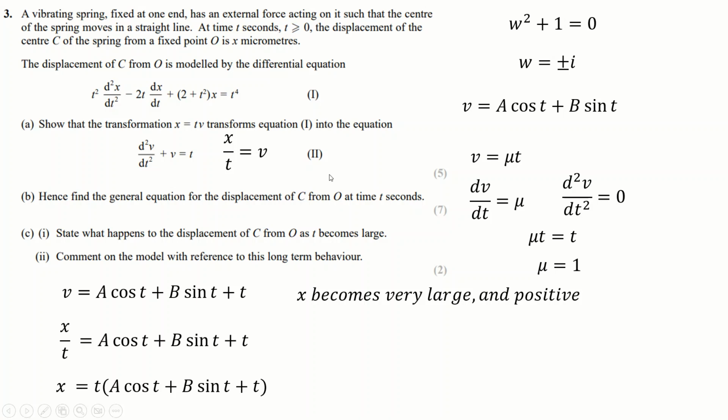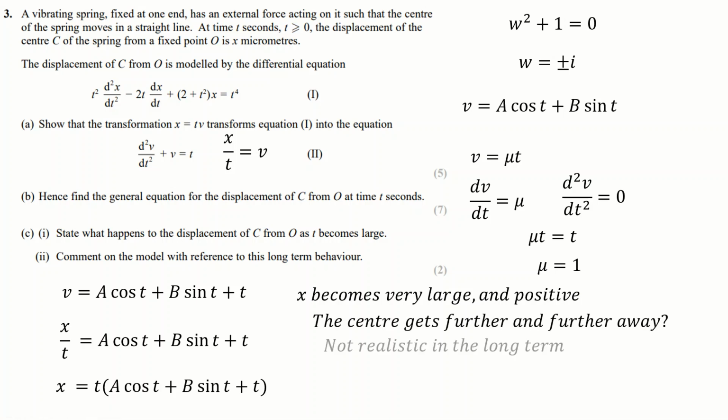Now x is the distance from the center of the spring to the fixed point, and so what this is saying is when t is very large, the distance from the center of the spring to this fixed point is just getting bigger and bigger and bigger, which doesn't really make any sense. Like this spring would snap eventually. It's just not really how a spring works. So yeah, I would just say something to that effect. You could even substitute a number in or a couple of numbers here just to prove your point, but I don't think you really have to.